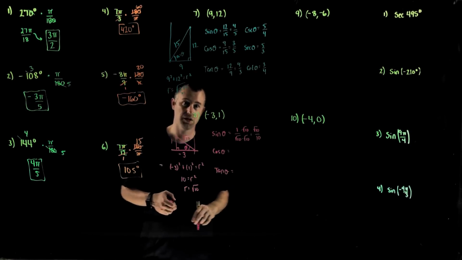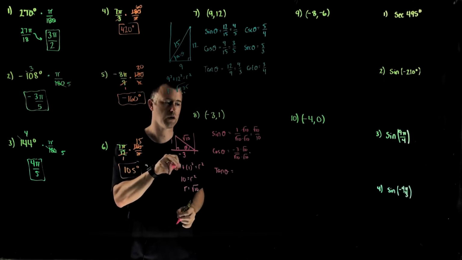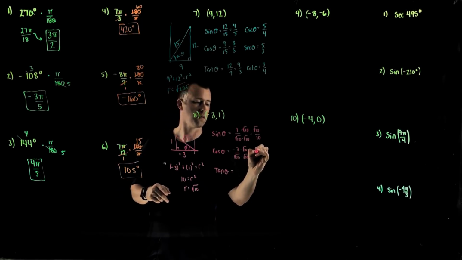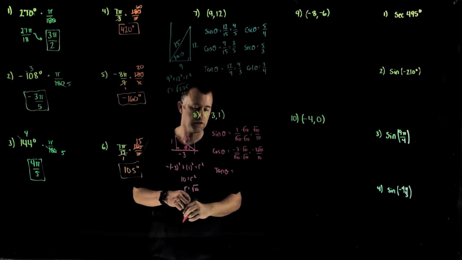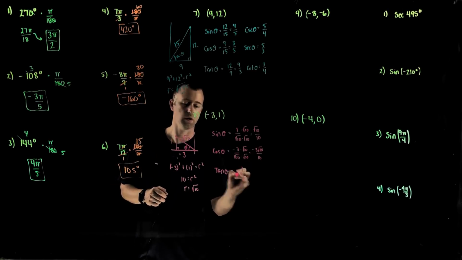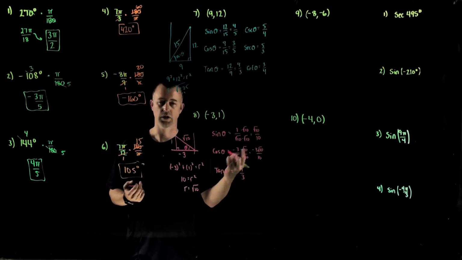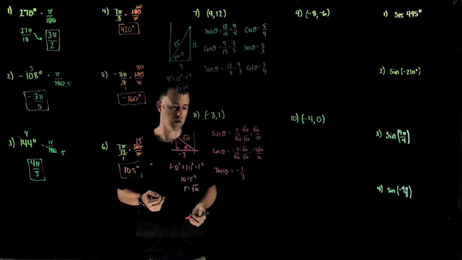Cosine of theta is adjacent over hypotenuse, so that's a -3 over the square root of 10. And here, rationalize yet again. Multiply the top and bottom by that radical. So I have -3 radical 10 over 10. So that's going to be cosine. Finally, we have tangent, which is opposite over adjacent, so that's going to be -1/3. Again, I just put that negative on top because it looks better that way. But as long as you have the negative somewhere, you're okay.